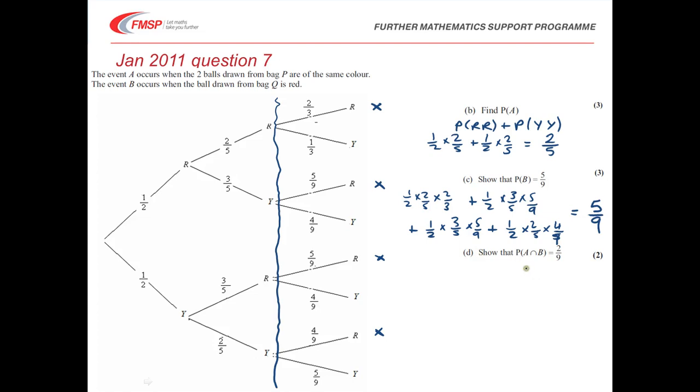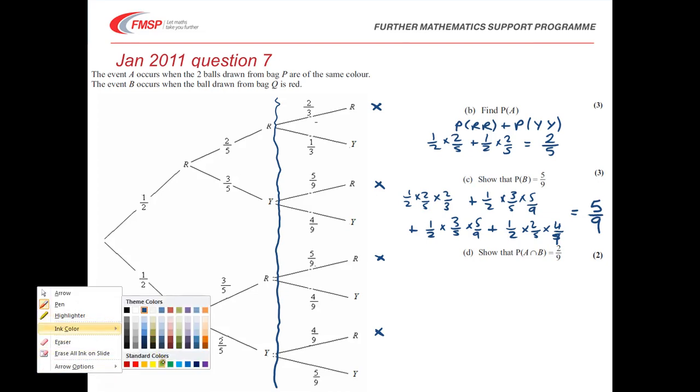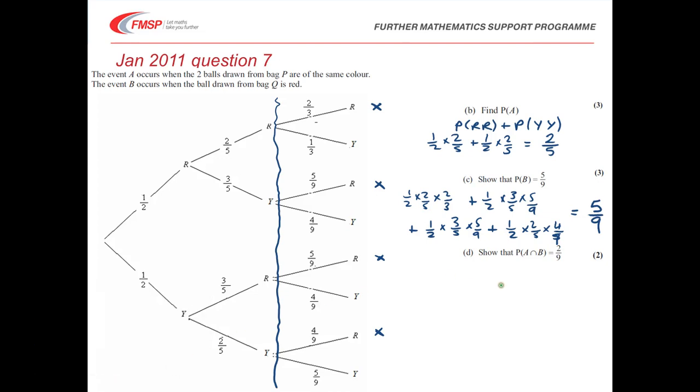Now for part D, as I say, it's very, very tempting to use the fact that the probability of A times the probability of B is the intersection, but at no point in this question are we told that they are independent, so we are not allowed to use that. So we have to just think about the situation. The probability of A and B, what does that mean? It means that the 2 balls from P are the same colour and Q is red. That comes from the question.